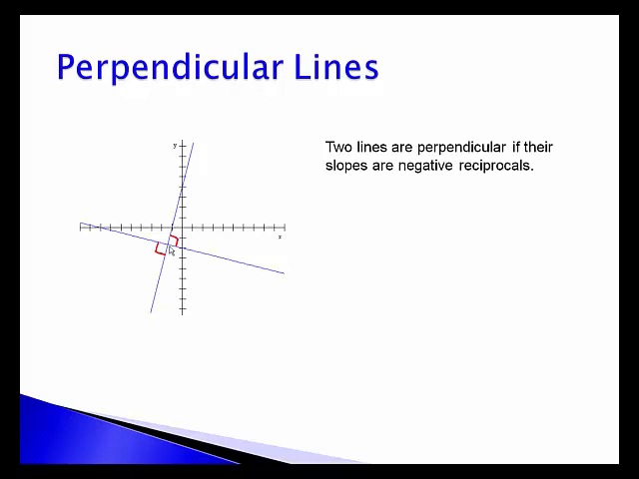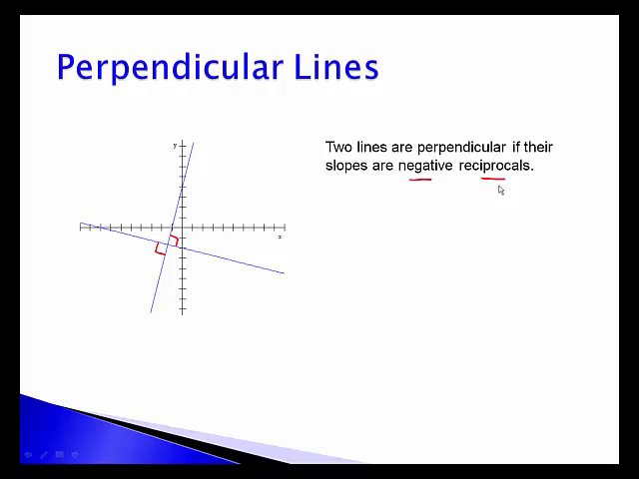Two lines are perpendicular if their slopes are negative reciprocals. And I need you to hear both of those words. They're both equally important. Negative reciprocals. What the negative part tells us is that the signs of the two slopes must be opposite. One of them must be positive and the other one must be negative. And a reciprocal we usually think of when we talk about fractions, but what it means is that if you were to have a fraction 2 over 3, the reciprocal of that would be 3 over 2.